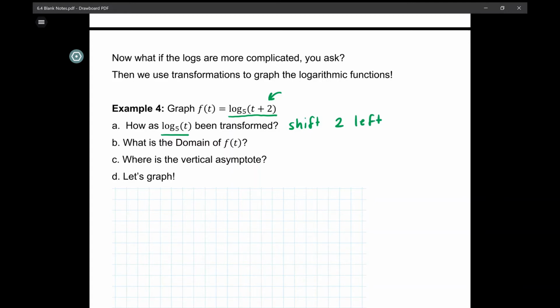So what is the domain of f of t going to be? Well, we're going to shift the domain 2 to the left. It was 0 to infinity. Now it's going to be negative 2 to infinity. We're going to shift the vertical asymptote 2 to the left, so x equal to negative 2.